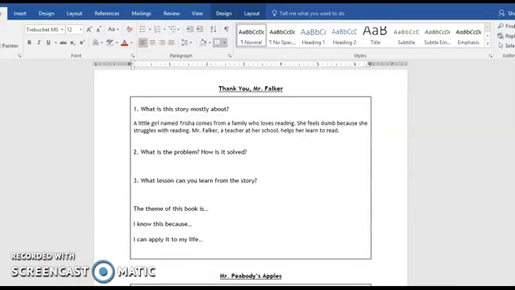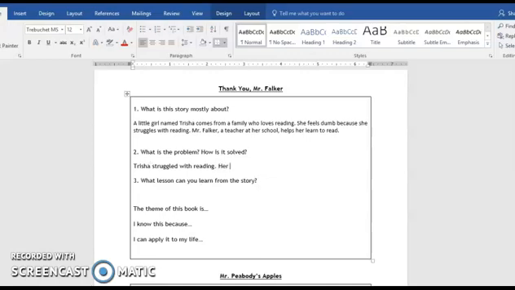The second question that's going to help me figure out what the message or what the lesson is from the book is, what is the problem? So in the story, the problem is that Trisha struggled with reading. The second part to number 2 says, how is it solved? So how did Trisha solve her problem with reading?